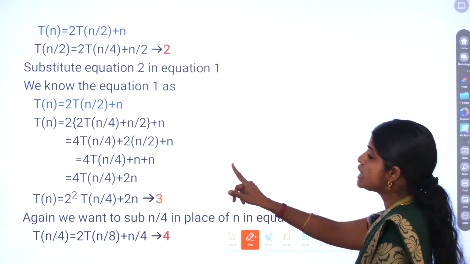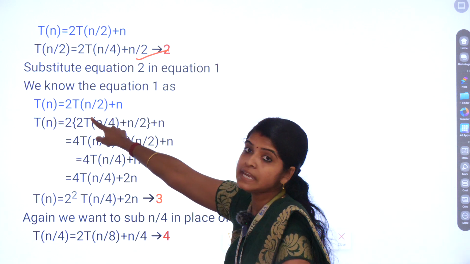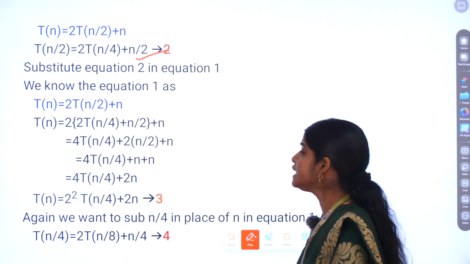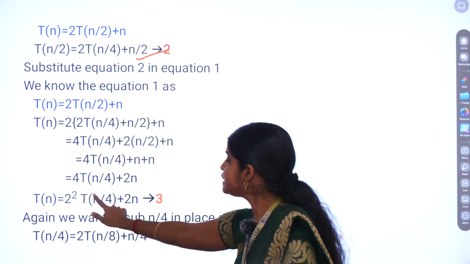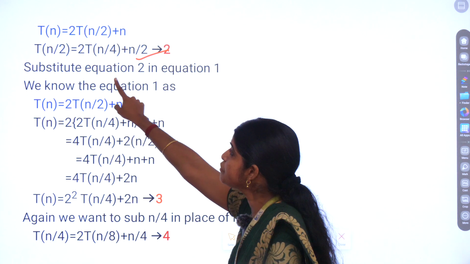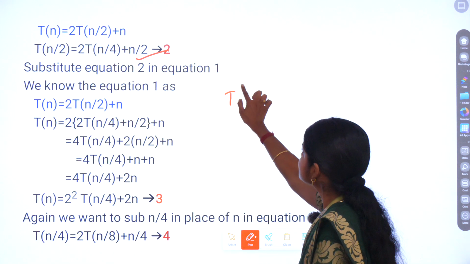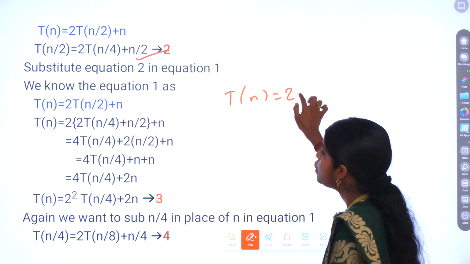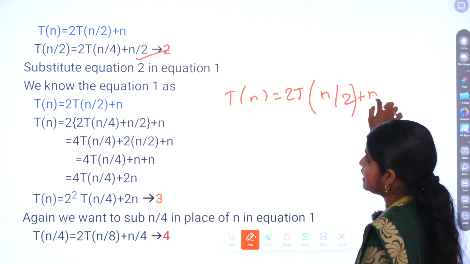So this is our equation 1. We want to substitute this equation 2 in equation 1. So finally we get the equation T of n is equal to 2 square T of n by 4 plus 2n. We want to just substitute T of n by 2 equation in equation 1. We can see T of n is equal to 2T of n by 2 plus n.